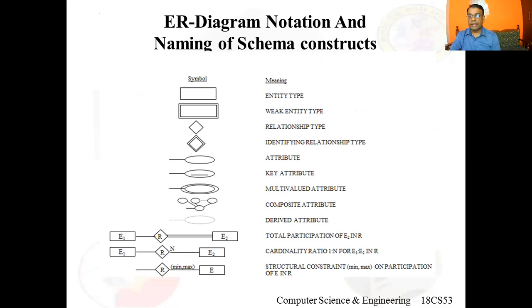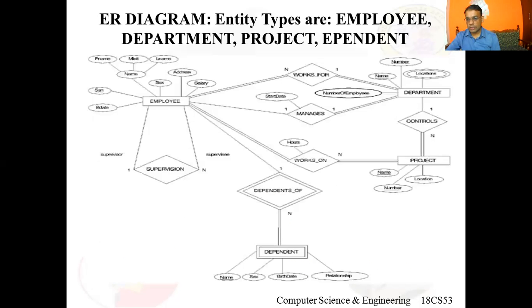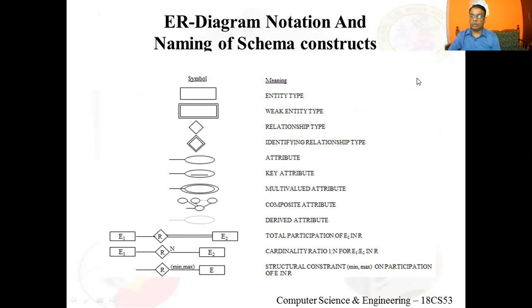In case we have a multi-valued attribute, multi-valued means an attribute takes multiple values. We are going to represent this with a double oval. Now in this case, department location is a multi-valued attribute. That means the department is located at multiple locations, maybe Chennai, Kolkata, New Delhi. So like that, location is a multi-valued attribute.